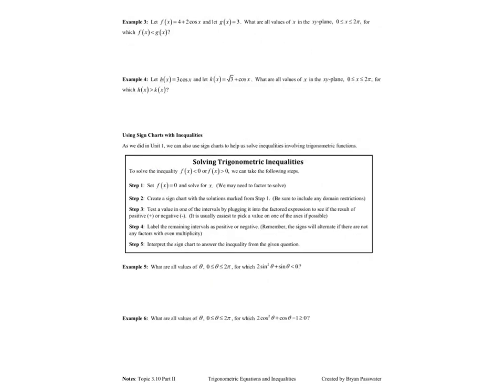Let's try on the next page. Example 4, it says, let h of x be 3 cosine x. Sorry, that's example 4. F of x equals 4 plus 2 cosine x, and g of x is 3. What are all of the values on 0 to 2 pi for which f of x is less than g of x? So we're going to set f of x less than g of x, and let's go to solving here. So we'll subtract the 4.